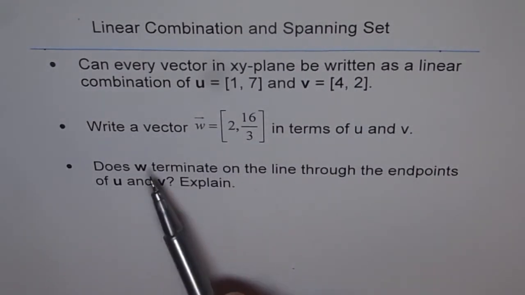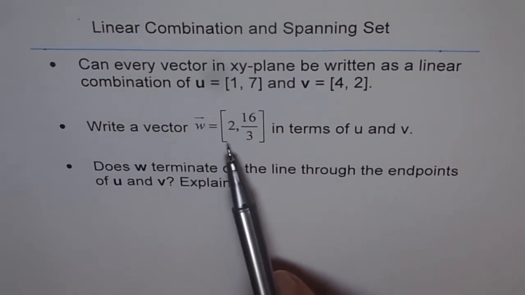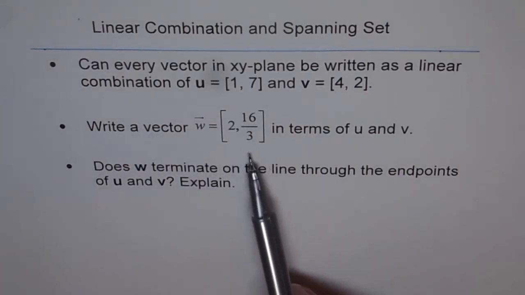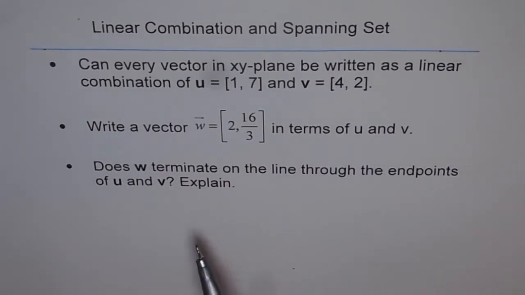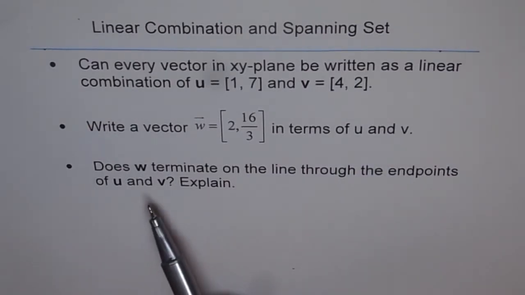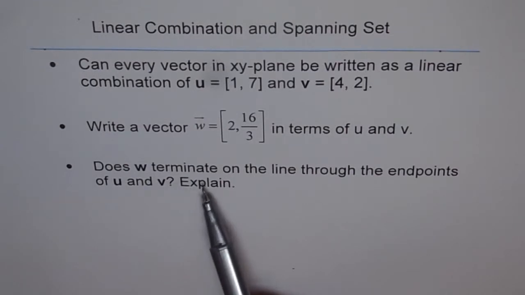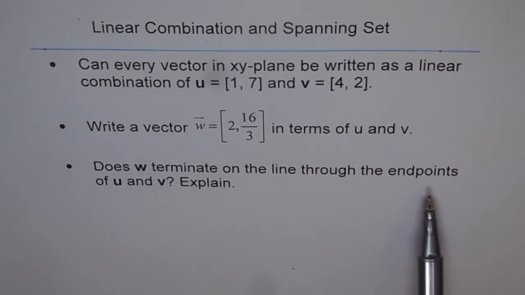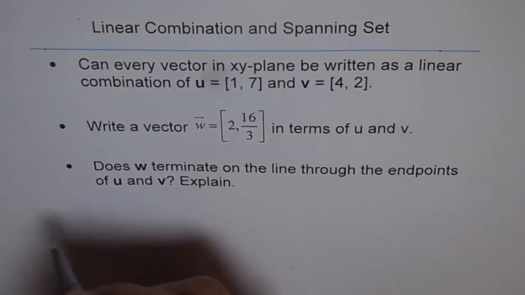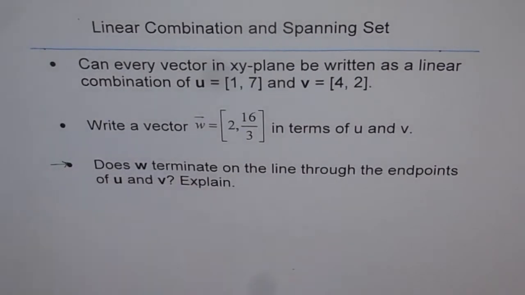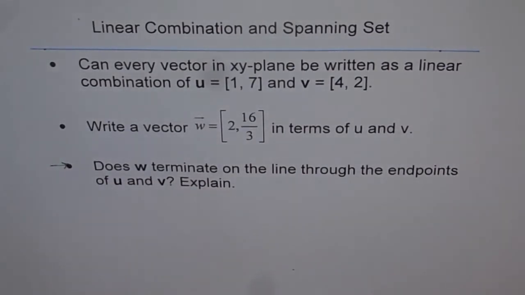Part B is, write a vector w, which is (2, 16/3), in terms of u and v. And part C is, does w terminate on the line through the endpoints of u and v? Explain. So mainly it is because of this question that I'm trying to share this problem with you.